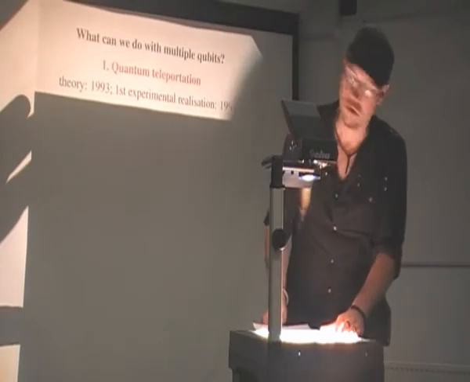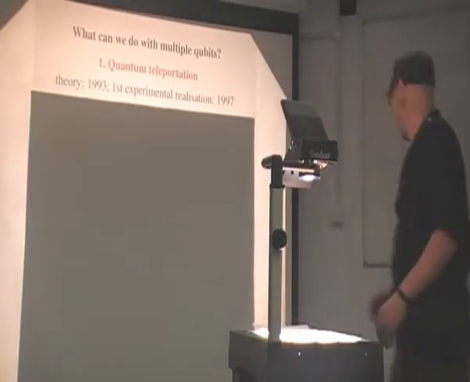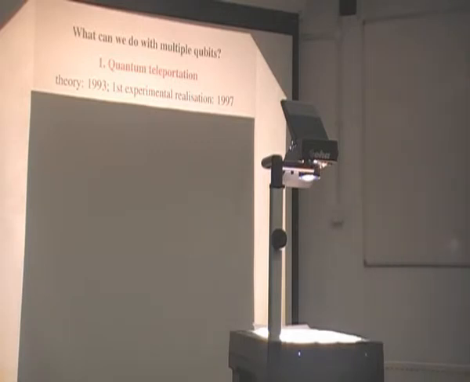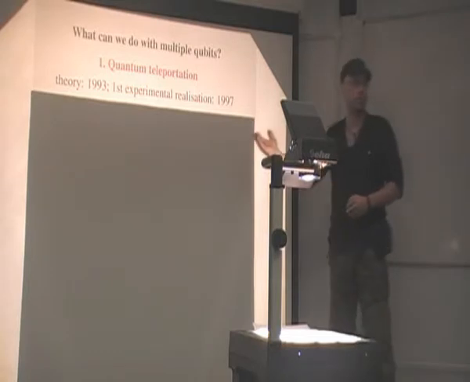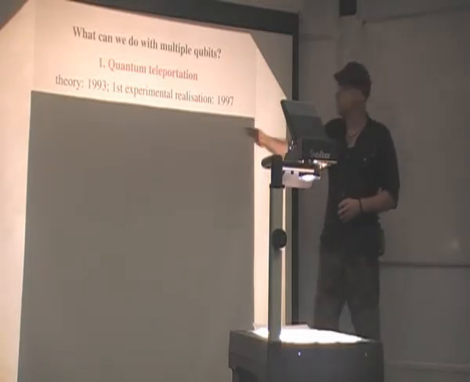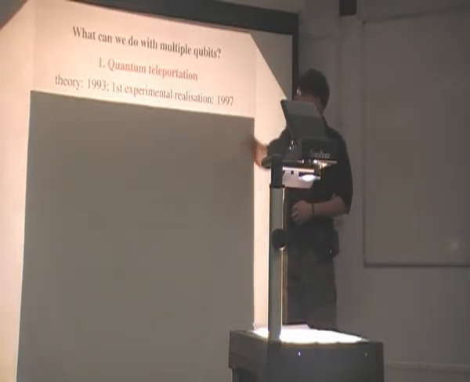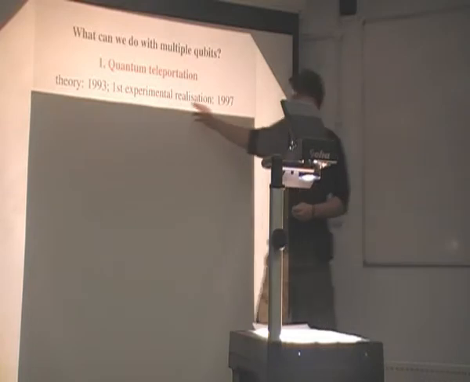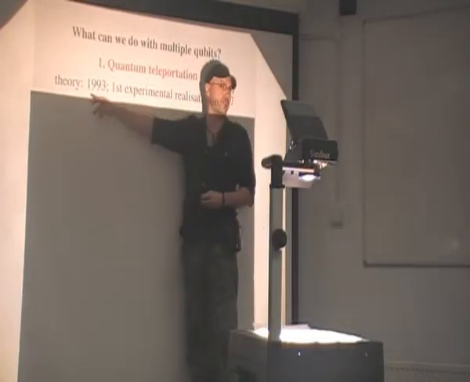So, now what can we do with these things? I'm going to discuss some more recent experiments which actually have been done in the lab. Because we're talking not about theoretical things here, we're talking about actual phenomena which people have realized in the lab. So the first one I'll talk about is quantum teleportation, which was done in 1997. The big surprise is that it was only discovered in 1993.